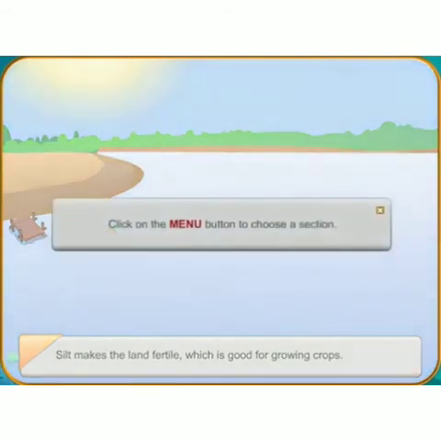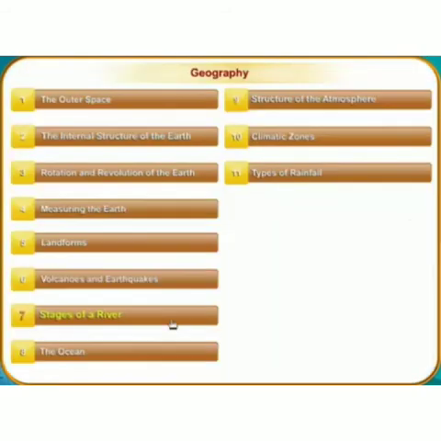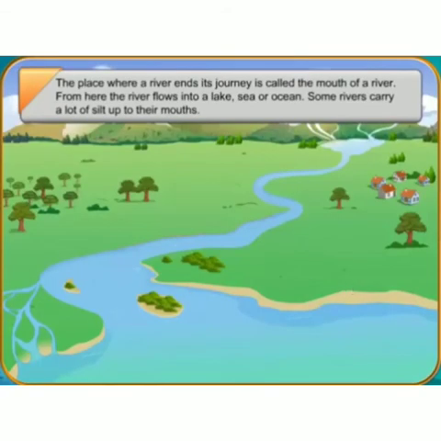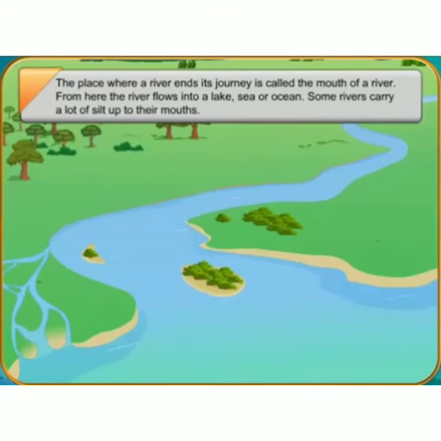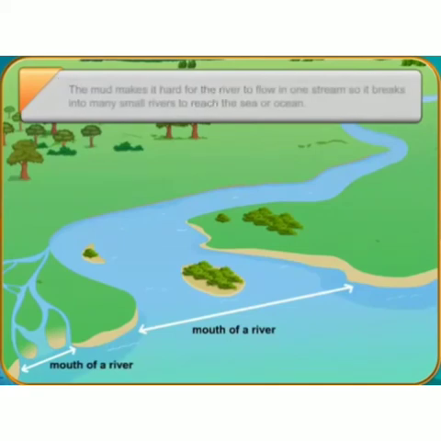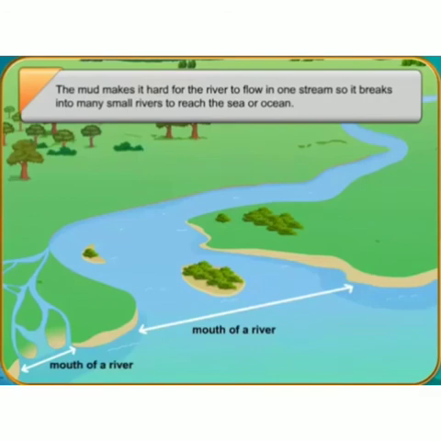Now students, let us discuss about the mouth of a river. The place where a river ends its journey is called the mouth of a river. From here, the river flows into a lake, sea or ocean. Some rivers carry a lot of silt up to their mouths. The mud makes it hard for the river to flow in one stream, so it breaks into many small rivers to reach the sea or ocean. In its old stage with almost no gradient, the river flows very slowly.